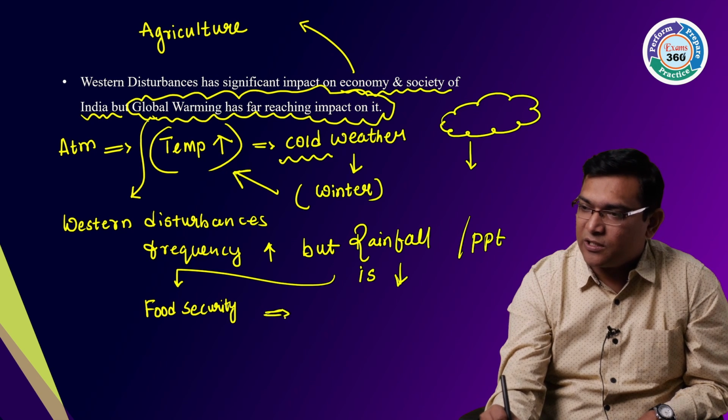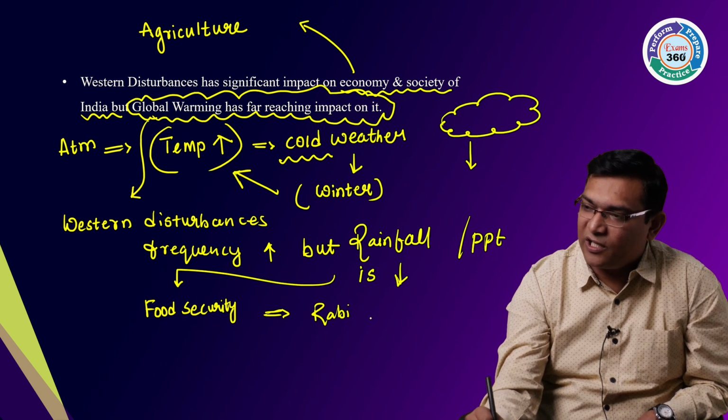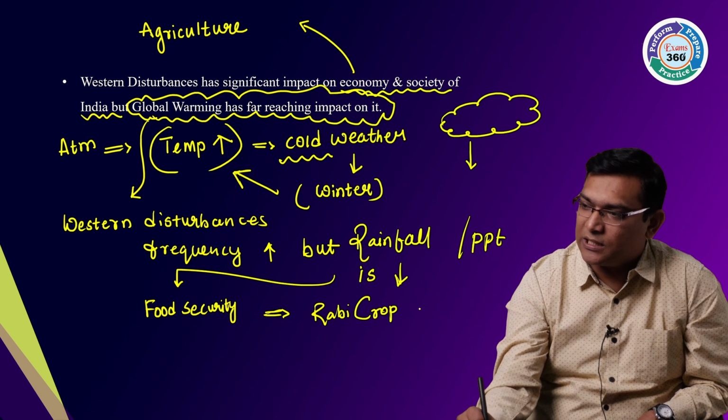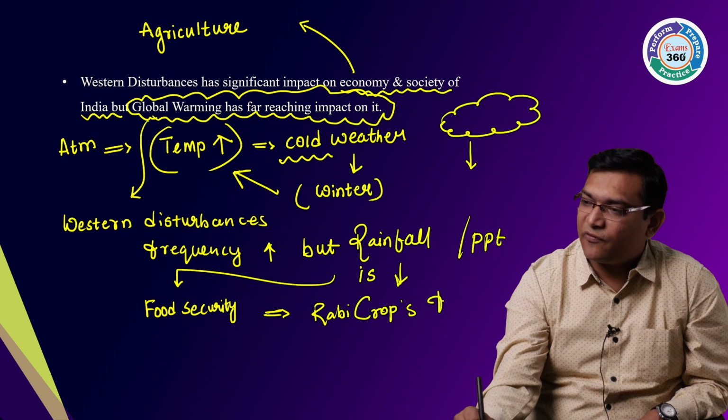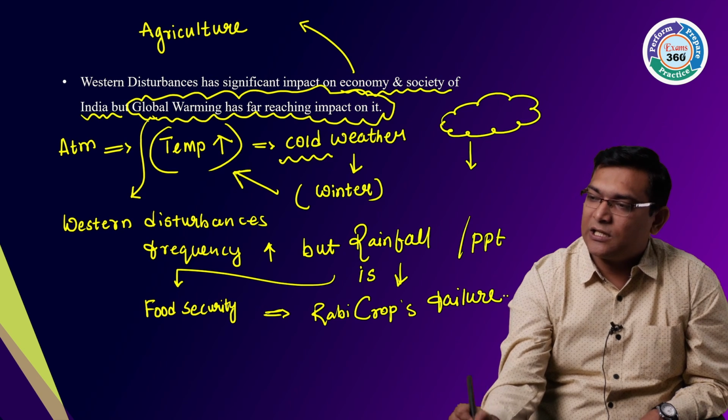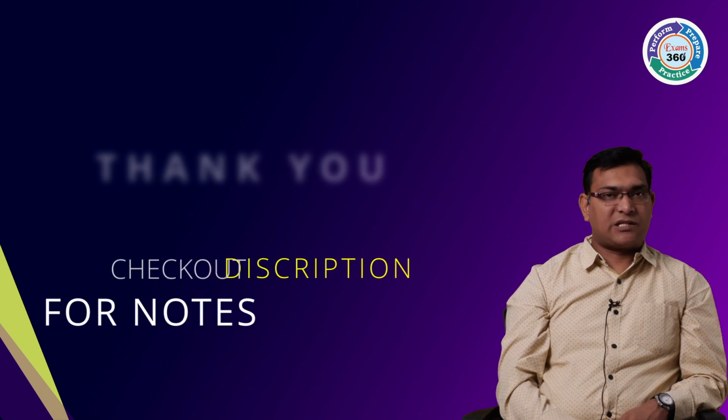రబీ క్రాప్స్ విల్ బి ఫెయిలియర్. క్రాపింగ్ సీజన్ crops will be failure. So that is the meaning of western disturbances.